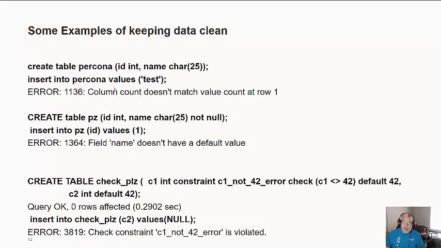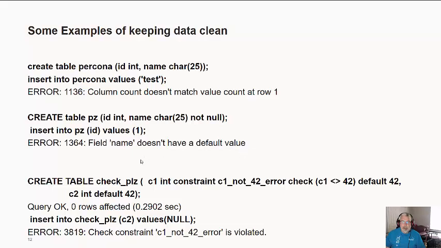Create another table called PZ. Once again, integer ID, name CHAR(25), NOT NULL. We try to insert the ID without a name. The server comes back and says field name doesn't have a default value. So these are examples of the database keeping bad stuff out just by the definition of the table.